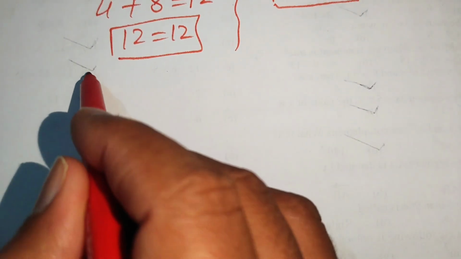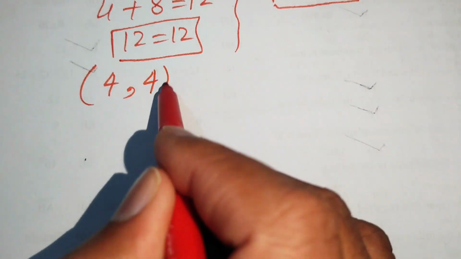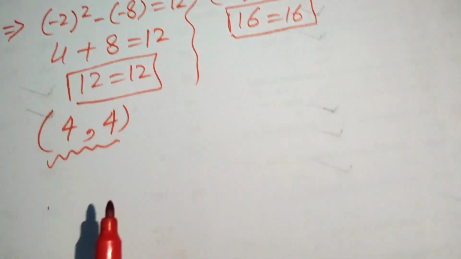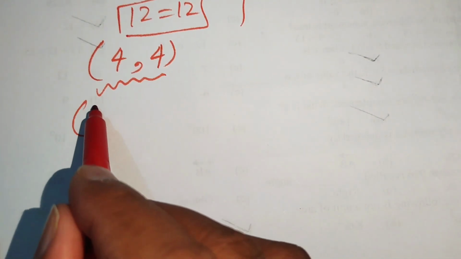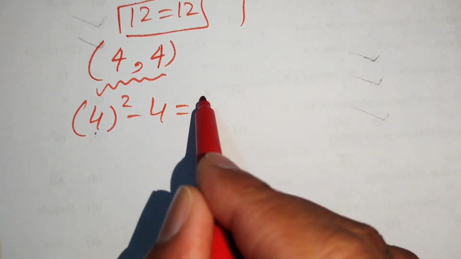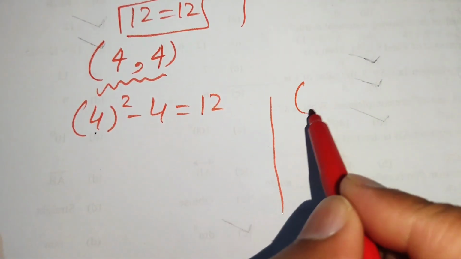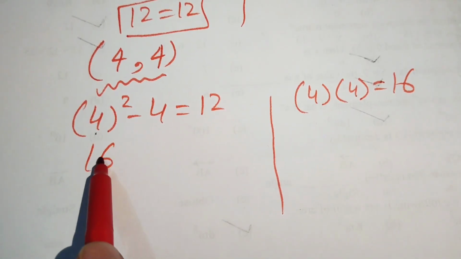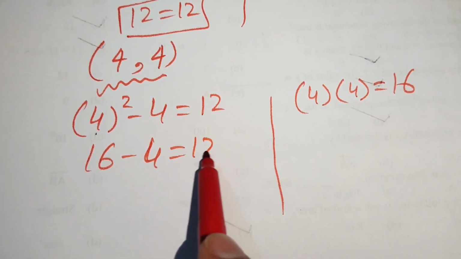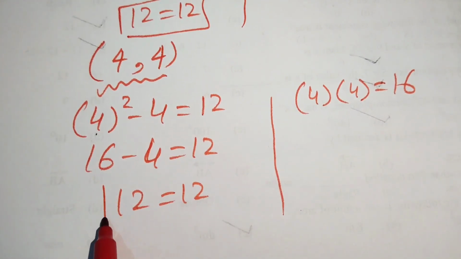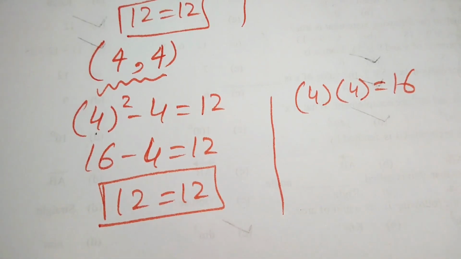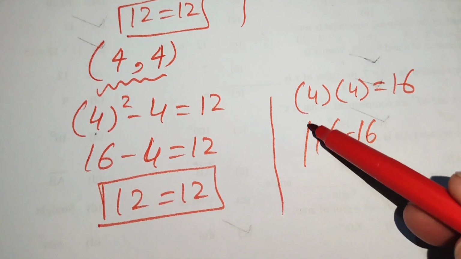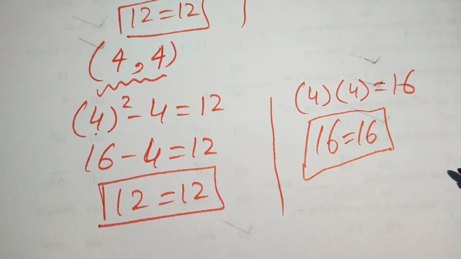And now we move towards our second solution. Our second solution is 4 and 4. And now we substitute these two values first in this equation. It is written as 4 square minus 4 equals 12, and our second equation is 4 into 4 equals 16. Okay, so 4 square becomes 16, minus 4 equals 12. So we have 12 equals 12. The second solution satisfies our first equation, and here you have 16 equals 16, so our second solution also satisfies our second equation.